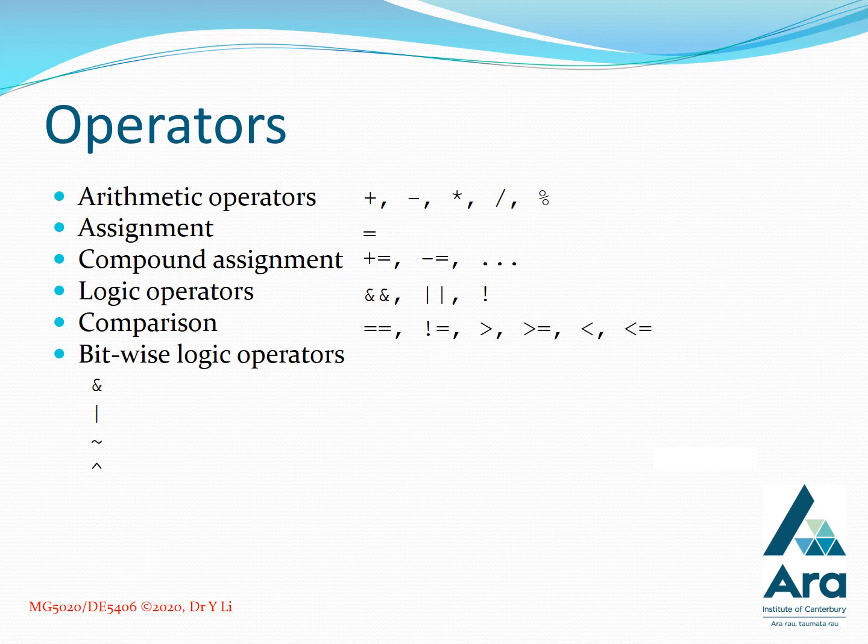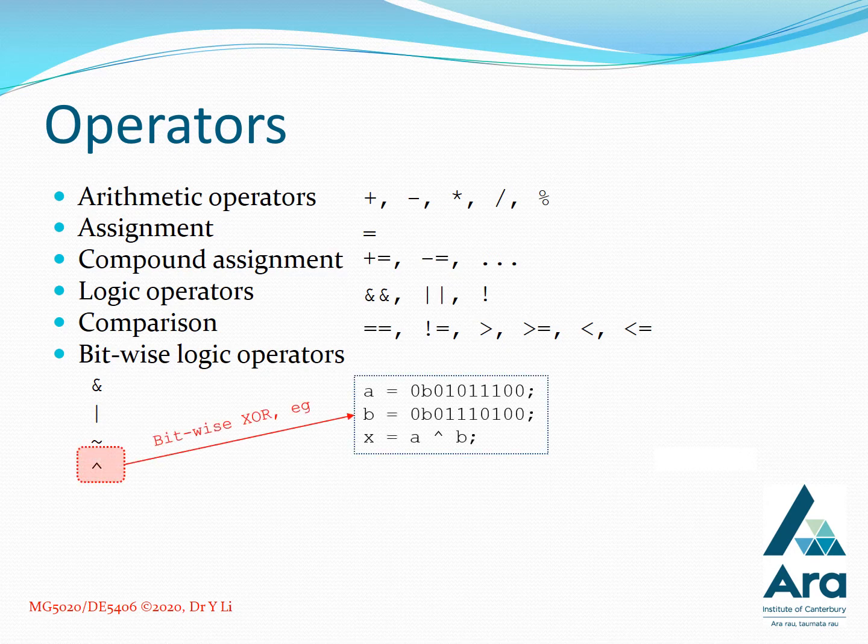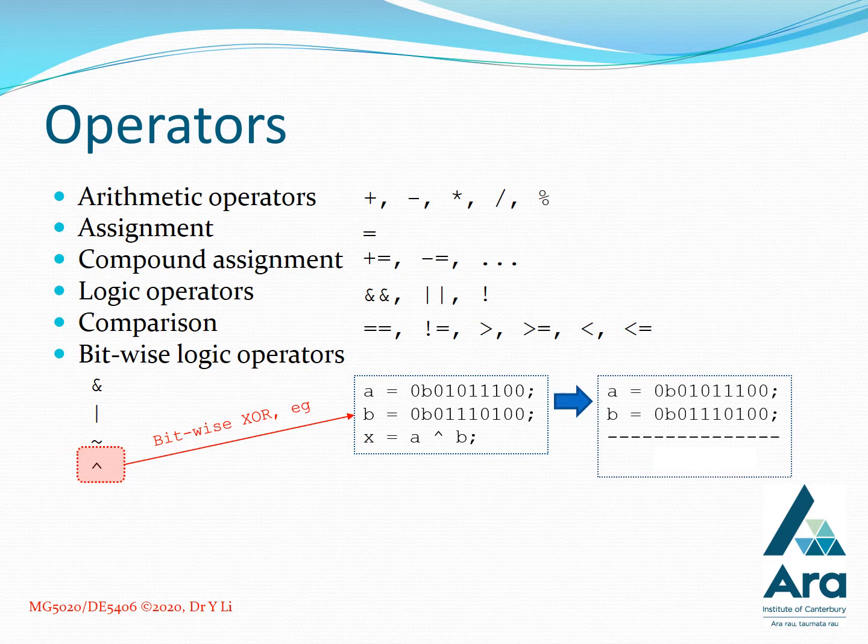The next bitwise logic operator is exclusive OR. Bitwise exclusive OR. So we have two values, held by a and by b. We use the bitwise exclusive OR to do the operation on these two values, and the result will be assigned back to x. Now, how will the computer do that?